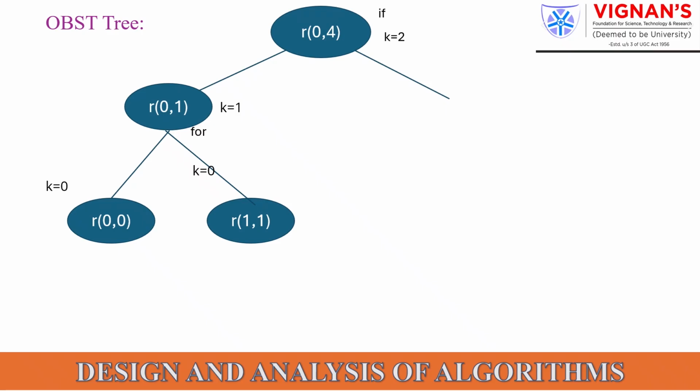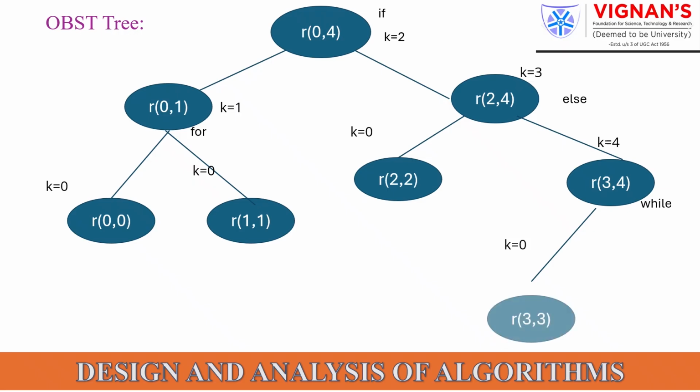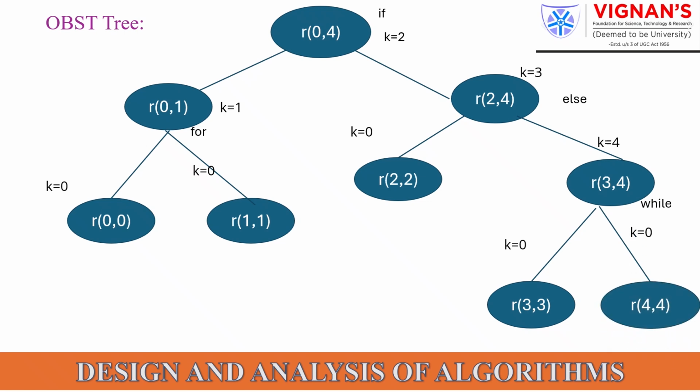Right subtree of root, 2, 4. For the right subtree, R of 2, 4 is equal to 3. So, key 3, which is else, becomes the right child of if. Subtree of else, 3, 4. Now, R of 3, 4 is equal to 4. Key 4, which is while, becomes the right child of else. Its left and right children, R of 3, 3 and R of 4, 4, are dummy nodes. So, while is also a leaf node.